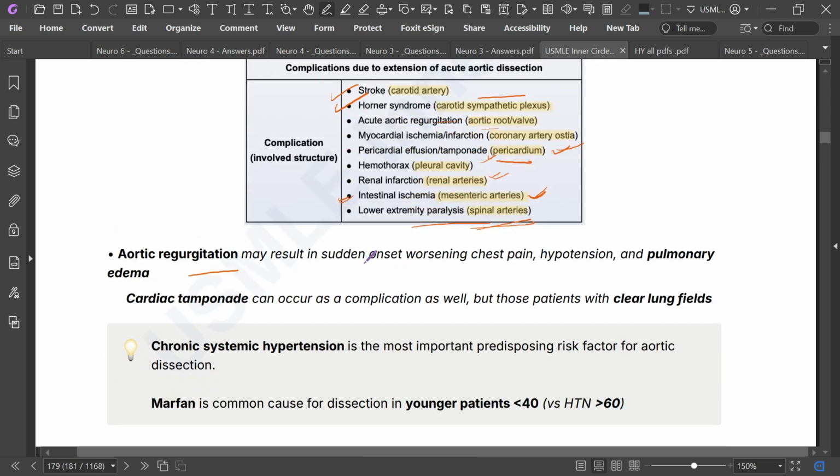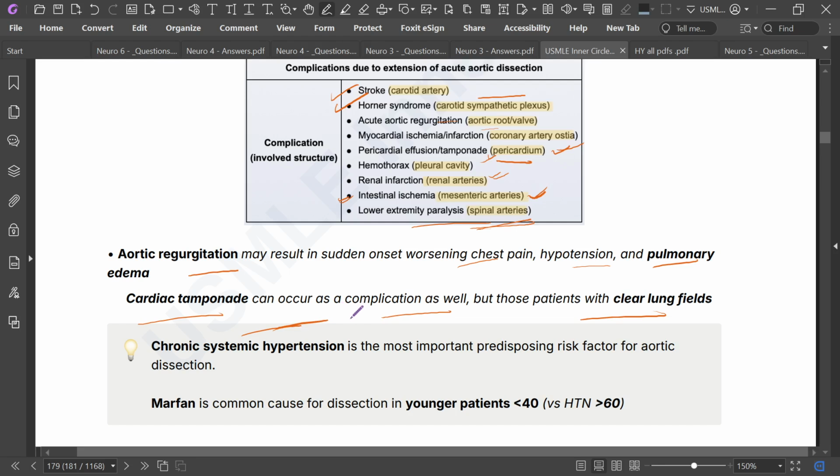Aortic regurgitation may result in sudden onset, worsening chest pain, hypotension, pulmonary edema. Cardiac tamponade can occur as a complication as well, but those patients have clear lung fields.